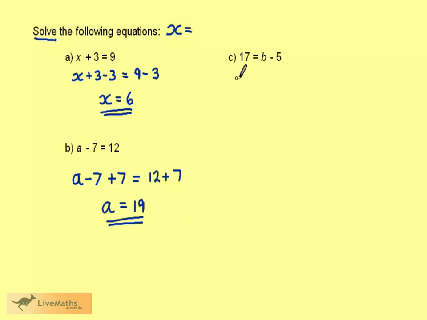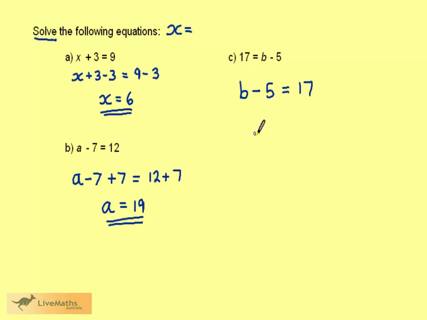Here we have 17 equals b minus 5. There's no reason why I can't write this the other way round: b minus 5 is equal to 17. The equal sign, remember, just means that the two things are exactly the same. So it doesn't matter which is on the left and which is on the right.